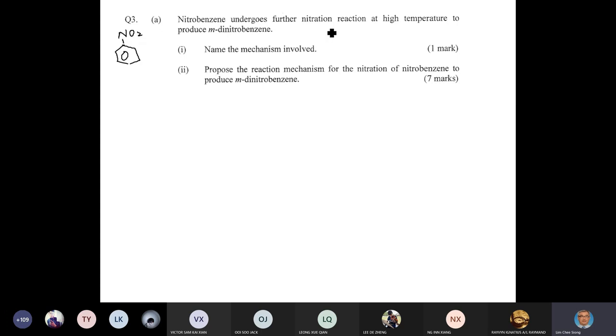Nitrobenzene can undergo further nitration reaction at a high temperature to produce m-dinitrobenzene. Name the mechanism involved. Now you have to show us the name for it. What is the mechanism name? You must be careful. This one is no longer nitration, because they are undergoing the mechanism. So in the mechanism, you must be careful. The name we call is electrophilic aromatic substitution.